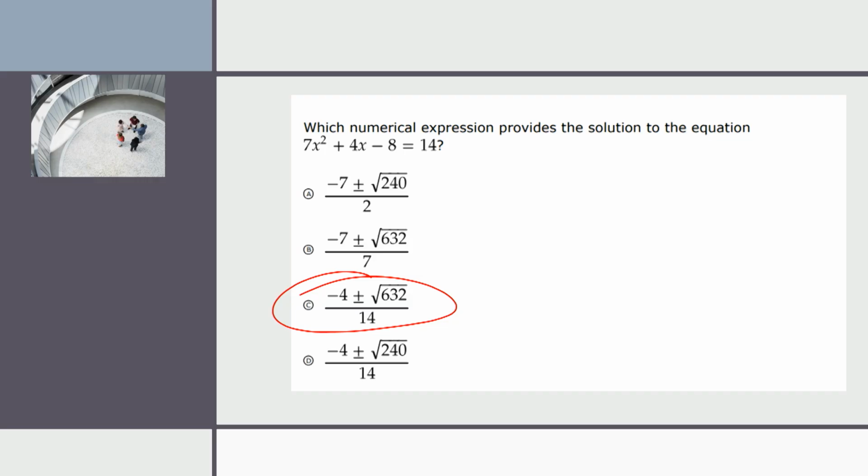This is an irrational number, so I am going to get decimals. You want to make sure that you understand that -4 plus the square root of 632 divided by 14 is going to be your positive answer. -4 minus the square root of 632 divided by 14 is going to be your negative answer. You want to make sure that you're understanding how to read your answers and go about finding which answer choice is the correct one. Good job.